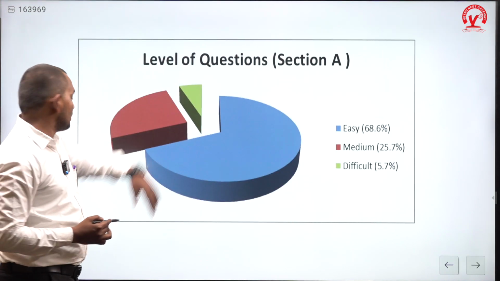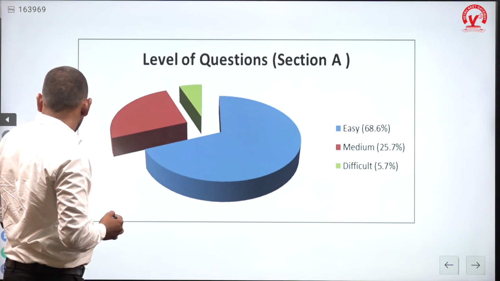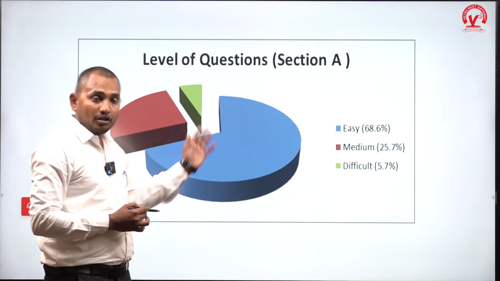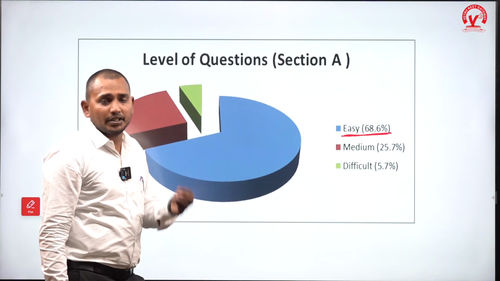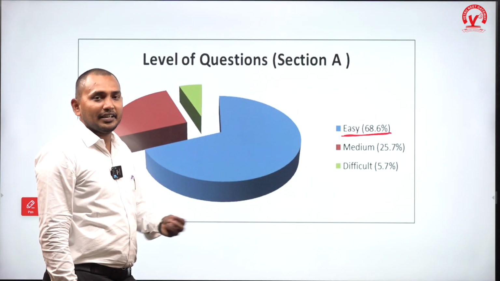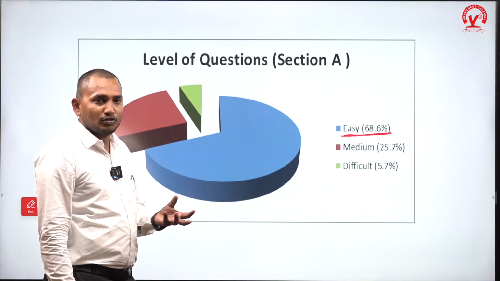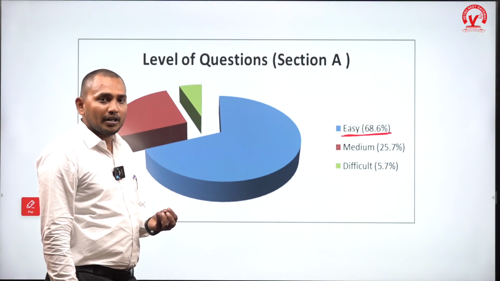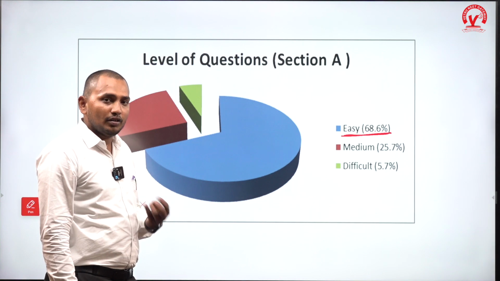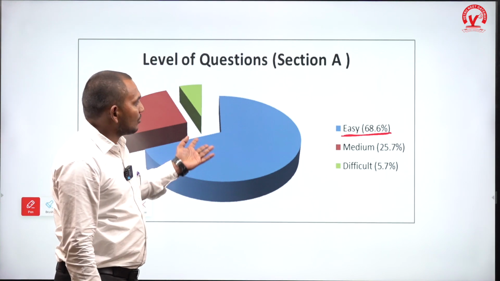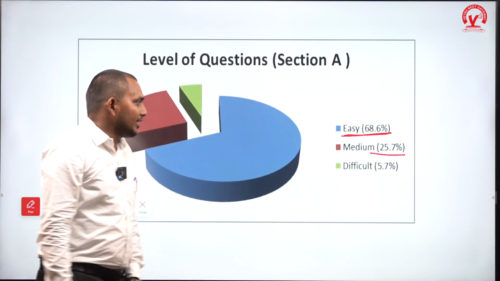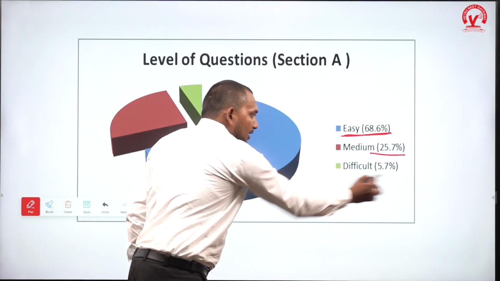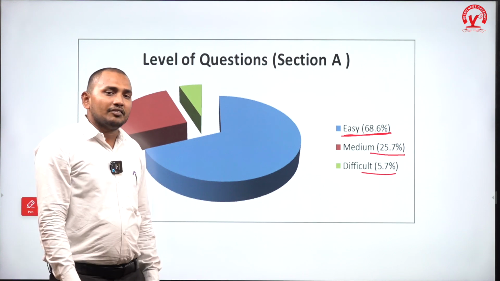And the level of the questions in section A, up to 35 questions, is very easy. They are direct questions with direct answers, such as Gauss law in magnetism, the closed integral of E dot ds, and Bernoulli's principle. Medium questions are 25.7%, and difficult questions are only 5.7%.